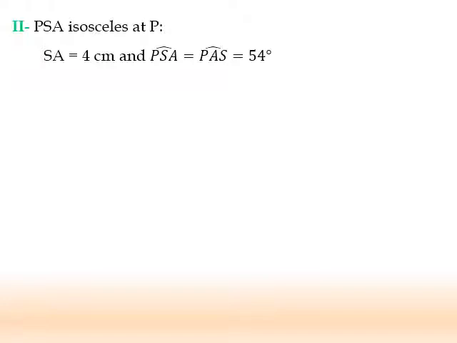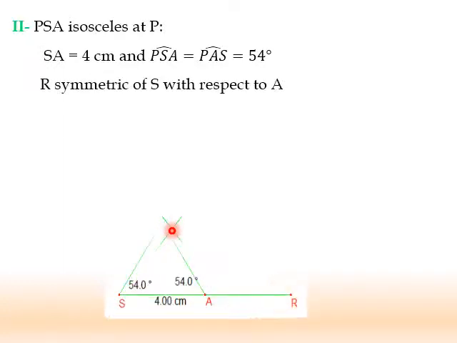Now number 2, PSA is isosceles at P. Let's start by drawing the side SA equals 4 cm. This is SA, 4 cm. Then PSA is the angle of vertex S, so I have to put here the origin of the protractor and draw an angle which is 54 degrees. Again, PAS equals 54, so the angle here SAP equals 54. The point of intersection of these two rays is the point P.